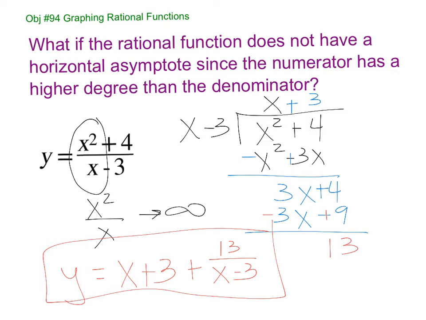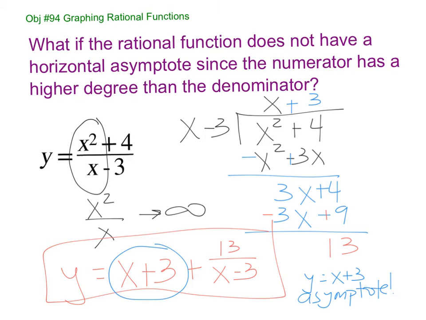So instead of having a horizontal asymptote, this has what's called an oblique or skew asymptote. There's another word for it. It's on the next page. I can't remember. This is going to have a diagonal asymptote on the line y equals x plus 3. So y equals x plus 3 is an asymptote.